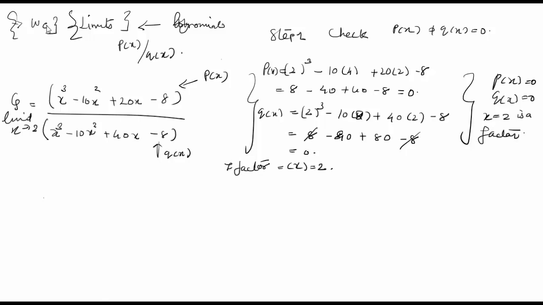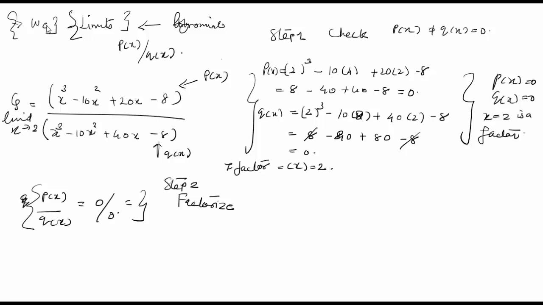I can't directly apply the limit because the expression is in the form 0 by 0, which is not a solvable form. So I will have to factorize the polynomials. Step 2 is to factorize, and I will use the factor theorem to do that.